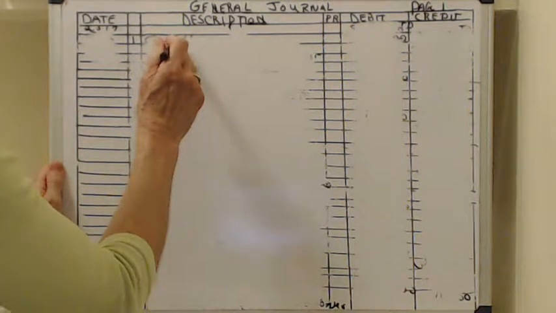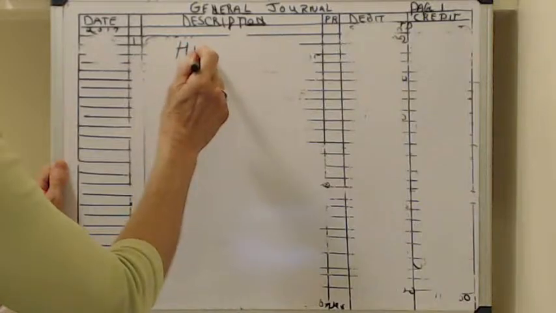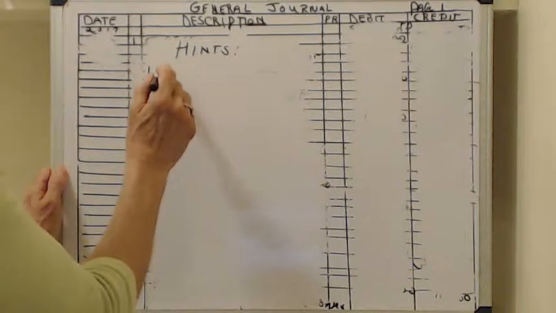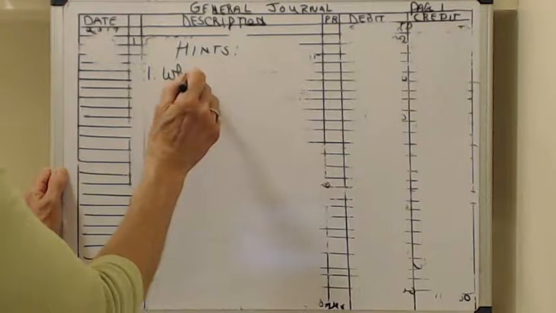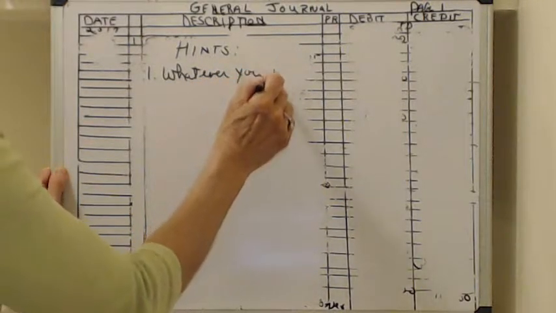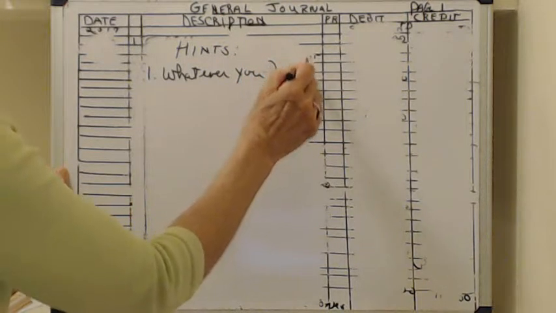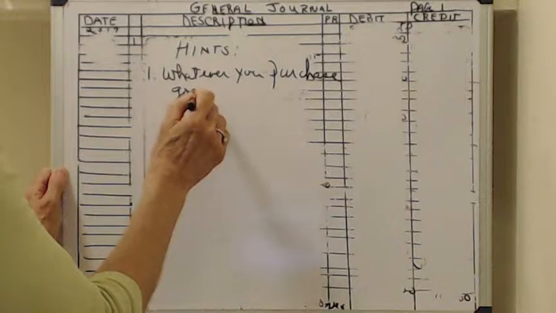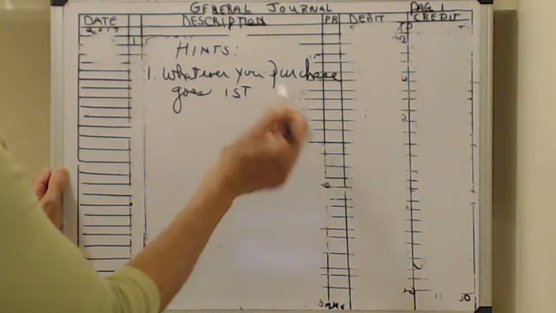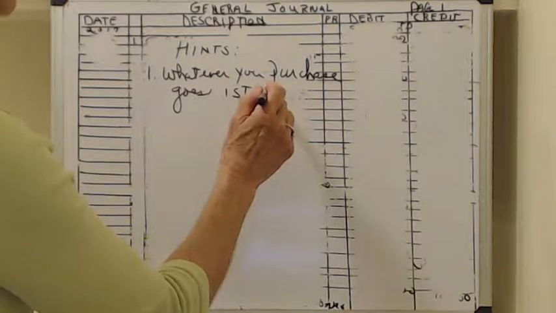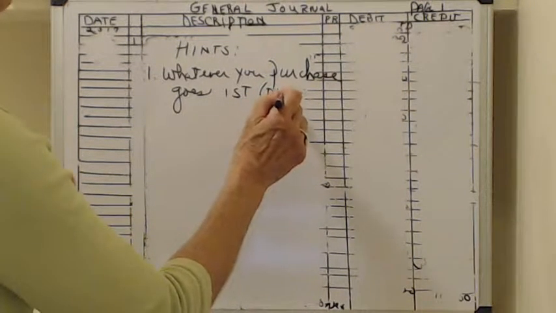My first hint is whatever you purchase goes first. That means write it first, which is going to be a debit.